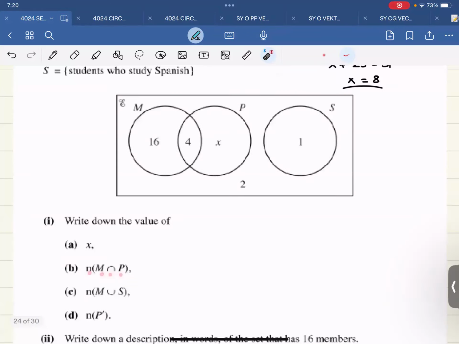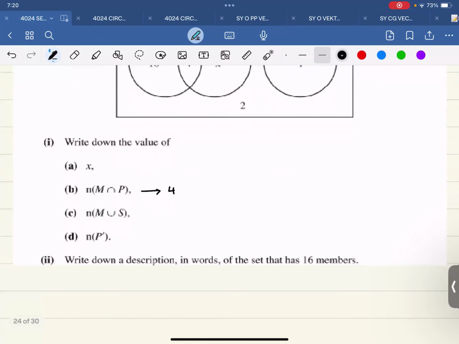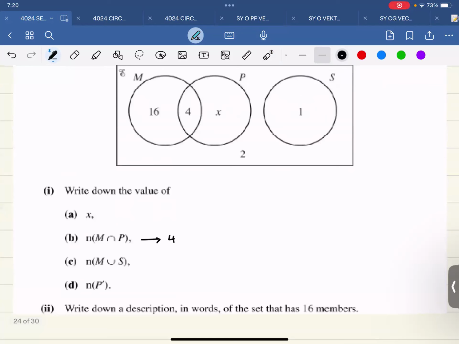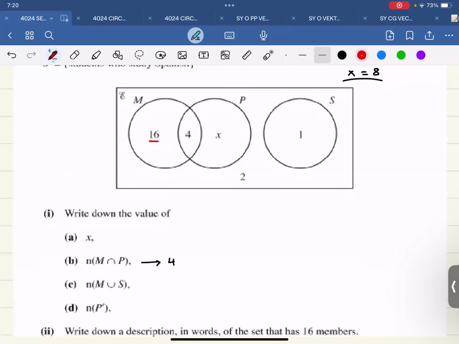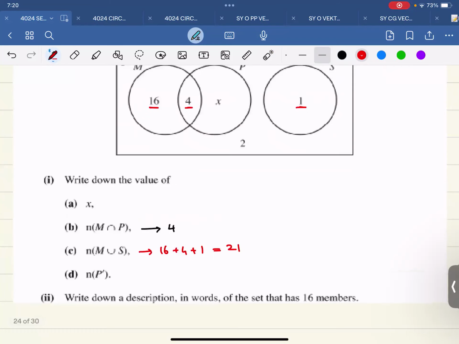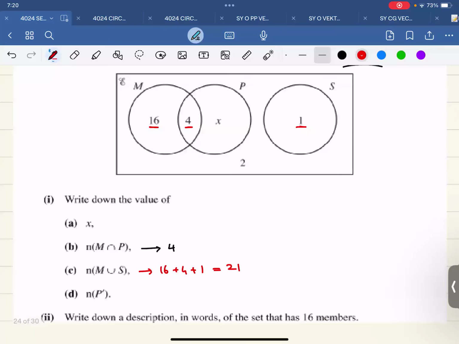Number of elements in M union S. So union means take all, whether there is common or not. So take 16, take 4, that is M, and S is 1. So that is 16 plus 4 plus 1, that comes out to be 21. And this 4, let me also write it in another color so that you know, after you're going through the exercise, that this 4 is this 4.